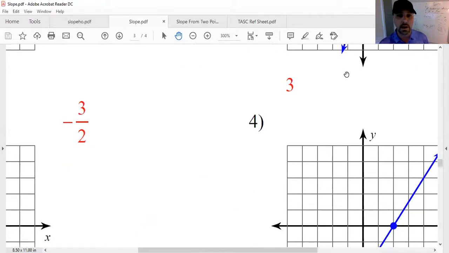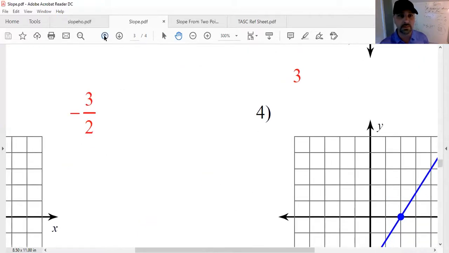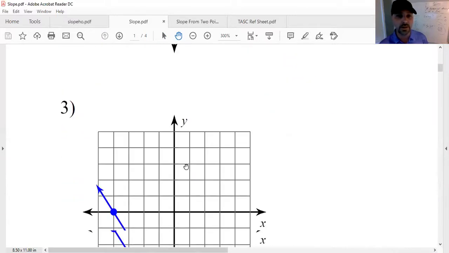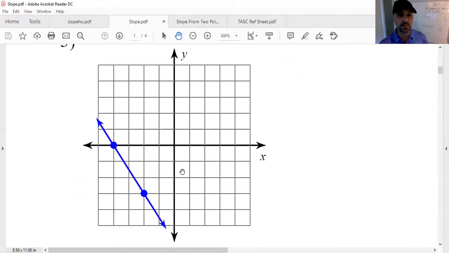All right. Let's go back up to number 3. Okay, go ahead and pause your screen. Take a look at number 3. Try and figure out what the slope is. Both ways to describe it. Where's it going? How fast is it going there? All right. So pause your screen, come up with an answer.